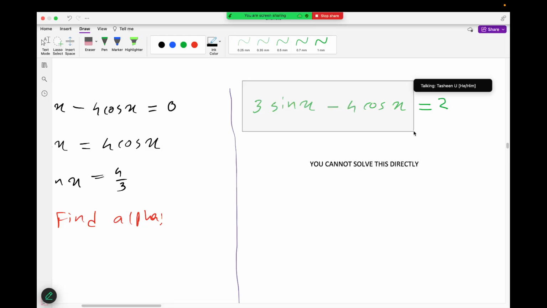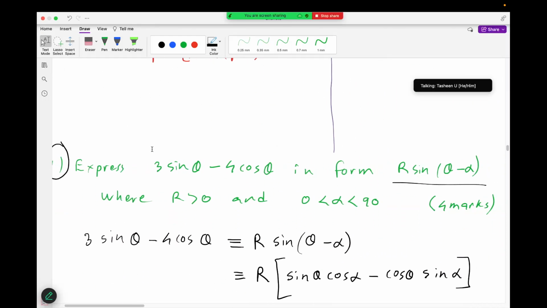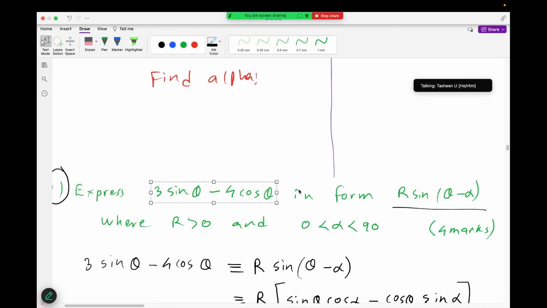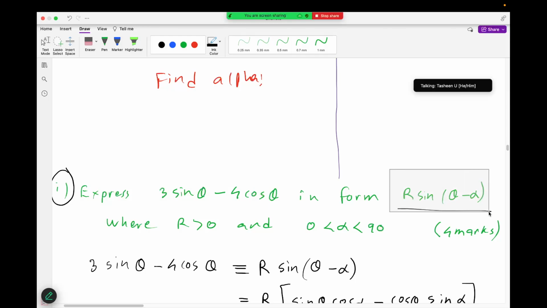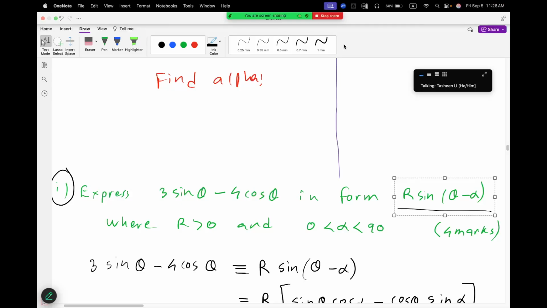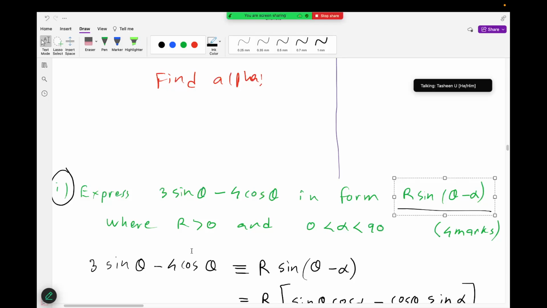Express 3 sine theta minus 4 cos theta in the form r sine theta minus alpha, where r is greater than 0 and alpha is between 0 and 90. How will you solve that? I have to express this thing as this thing, so you write this thing identical to r sine theta minus alpha.